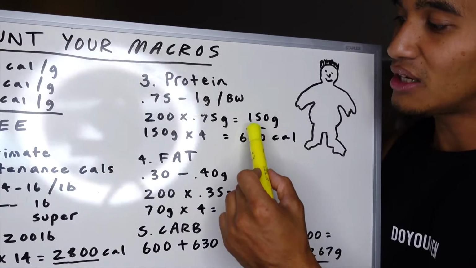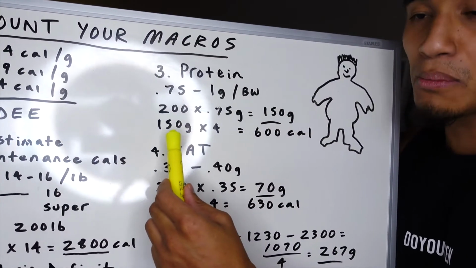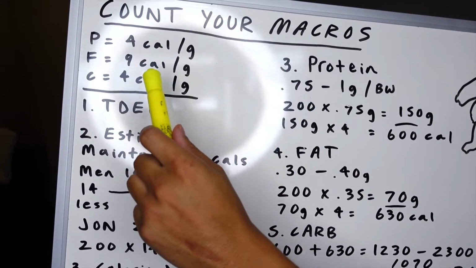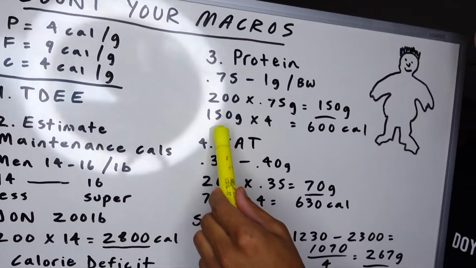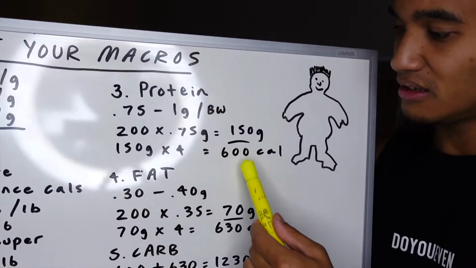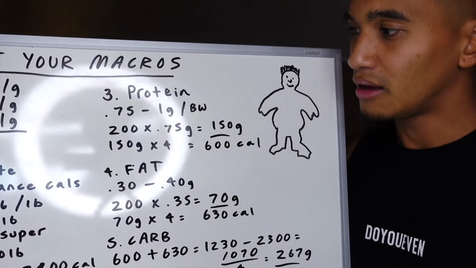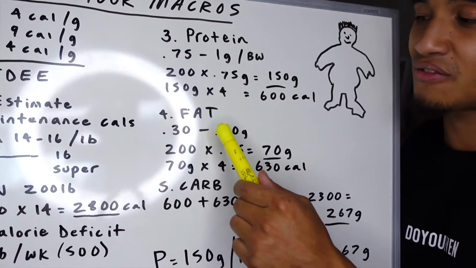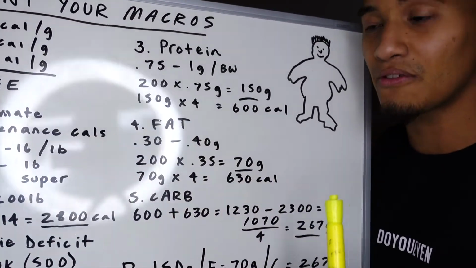Now, after you get that, to get the calories, you want to multiply 150 grams times 4. The 4 is from this formula up here. So 150 times 4 equals 600 calories. Now, once we figured out the protein, we're going to go to the fourth step, which is finding his fat. How much he needs to consume for fat.